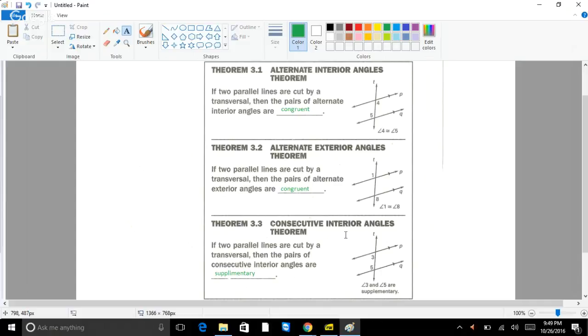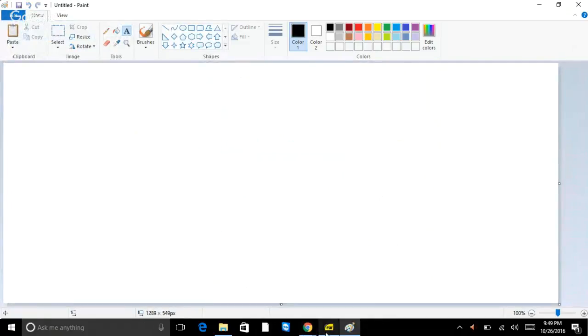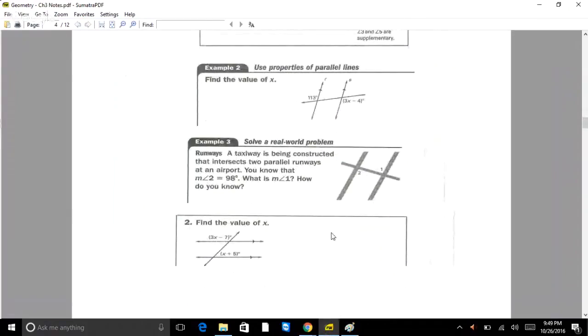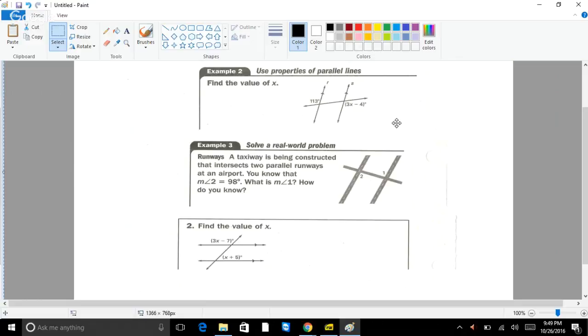Okay, so let's put a couple of these theorems to work with the last few examples in 3.2. Let me pull that up here. All right, so we are going to put some of these theorems to good use. First we have: use the properties of parallel lines to find the value of x. R and S are our parallel lines. They're cut by a transversal line here. We have 113 degrees describing this angle, and 3x minus 4 describing this angle.